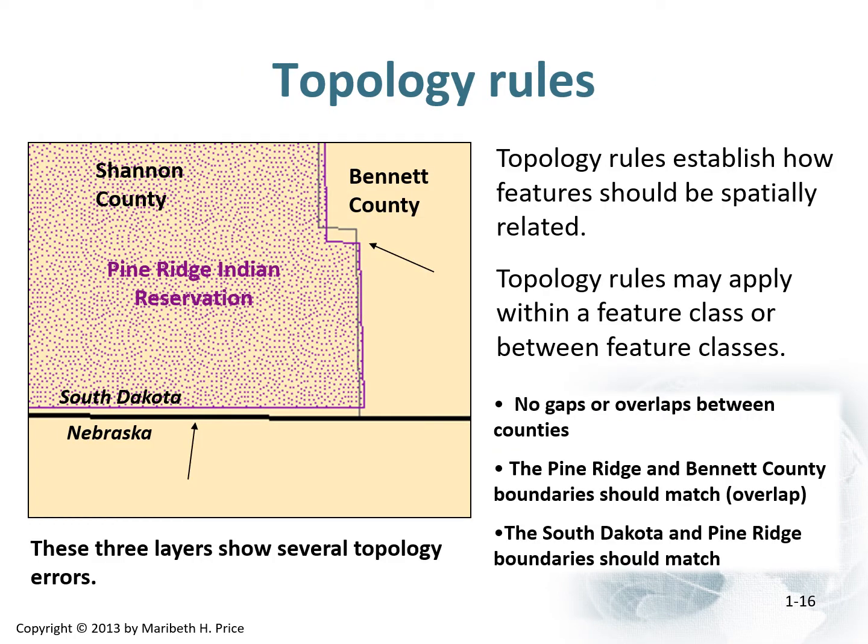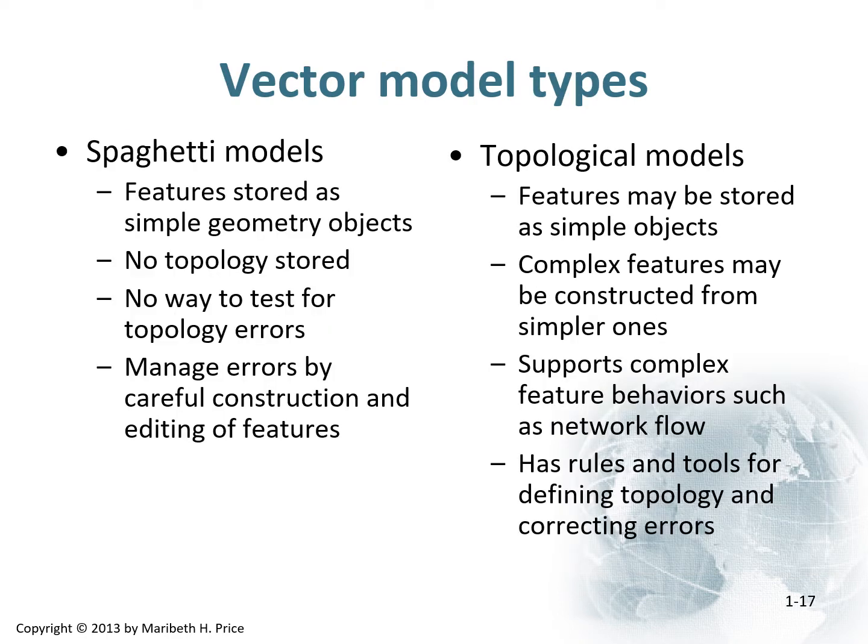Understand that topology is just a set of rules for how features interact with one another. Know the difference between a spaghetti model and a topological model. A spaghetti model doesn't have any topological rules. Each thing sort of acts on its own, doesn't care what anything else is doing. In topology models, features have various rules that describe how they interact with one another. That supports a lot of complex behavior like network analysis as well.